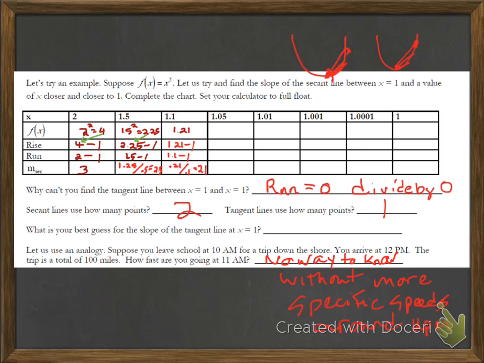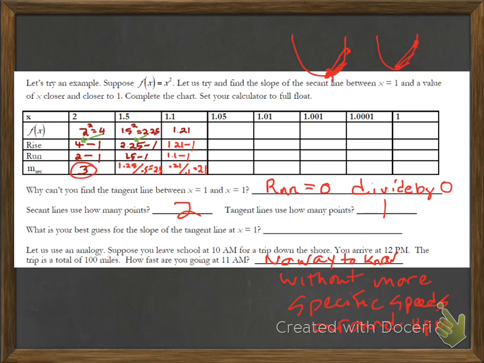So if I'm talking about rise, we're talking about 4 because 2 squared is 4, minus 1 because 1 squared is 1, over run, which is the x values of 2 minus 1. That's all there is to it. If you just follow, that gives us a slope of 3 because that's 3 over 1.